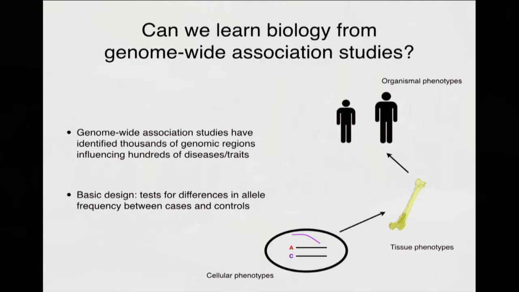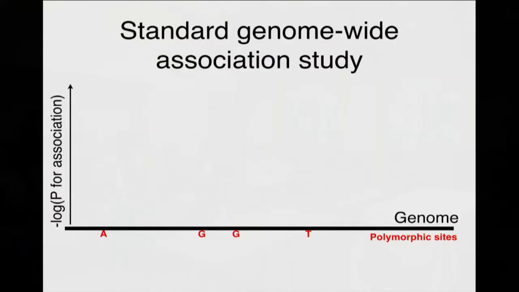And these association studies over the last maybe 5-10 years have identified thousands of genomic regions that contain genetic variants that influence hundreds of diseases and traits. For the most part, we don't know how these genetic variants exert their effects. The basic study design is to test for differences in allele frequency between cases and controls. And I'll walk through this quickly.